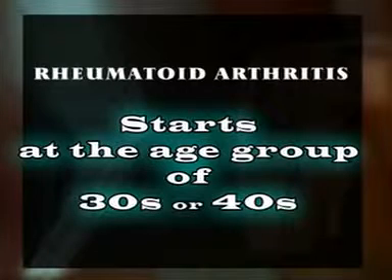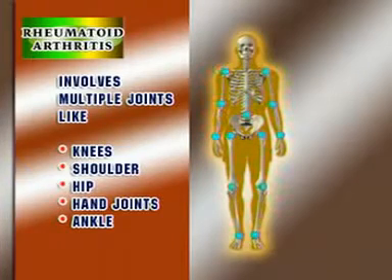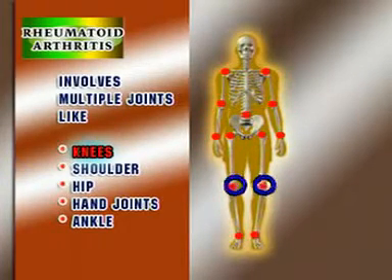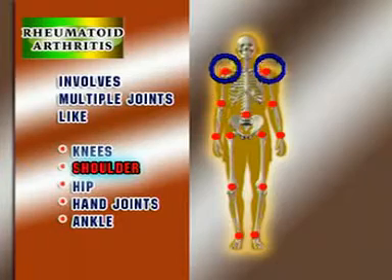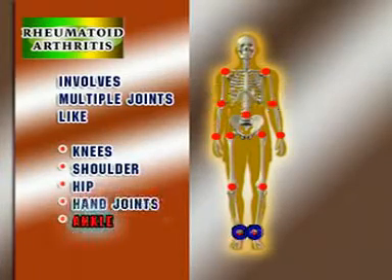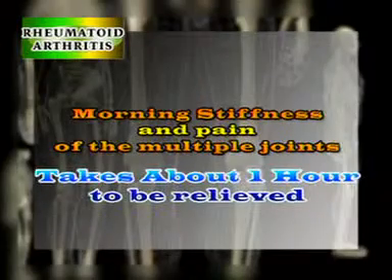The other group is rheumatoid arthritis. This problem usually starts at the age group of 30 or 40. This involves multiple joints like knees, shoulder, hip, hand joints and ankle. This problem is also characterized by morning stiffness. That is, when you get up in the morning, people with this problem do experience stiffness and pain, which takes up to 1 hour to be relieved.